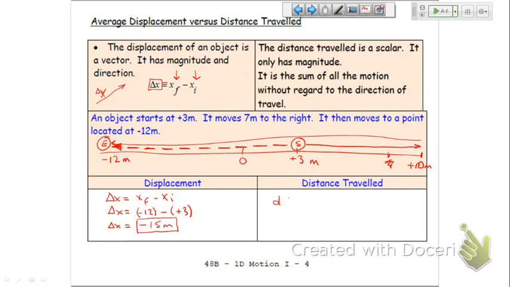What about distance traveled? So I have to go, let's have a look, 3, 7. So it's 7 plus. I go from the 10 back to 0. That's 10 plus. I go from the 0 to -12. That's 12. Distance traveled equals, what is that going to be, 19? No, 29? 29 meters. I don't bother with the positive sign because scalars are always positive, unless it's a temperature, in which case it could be negative on a scale, but its value is positive.